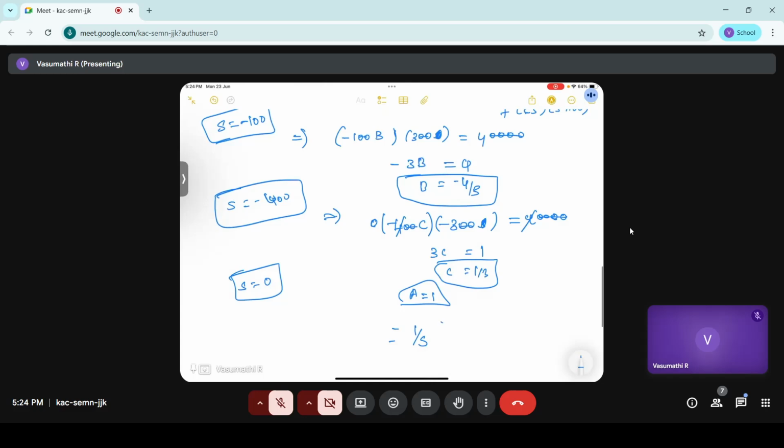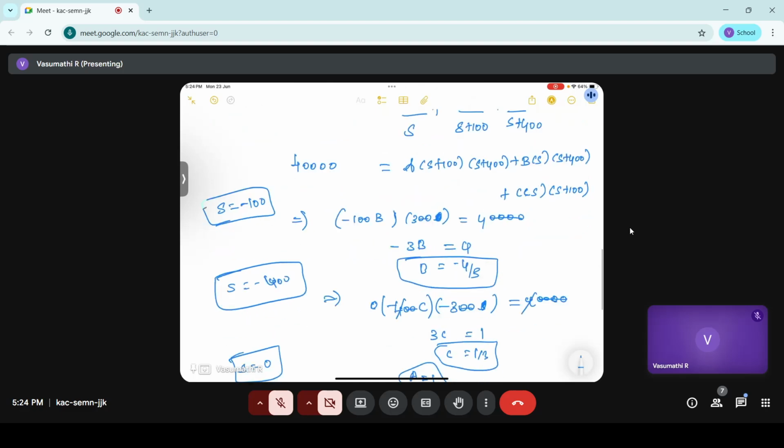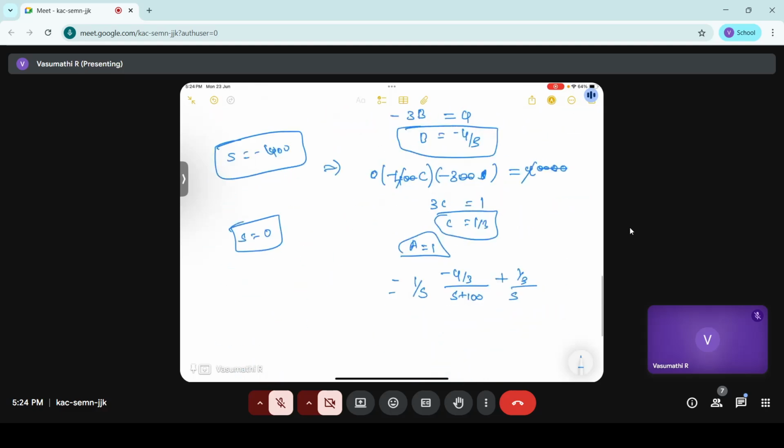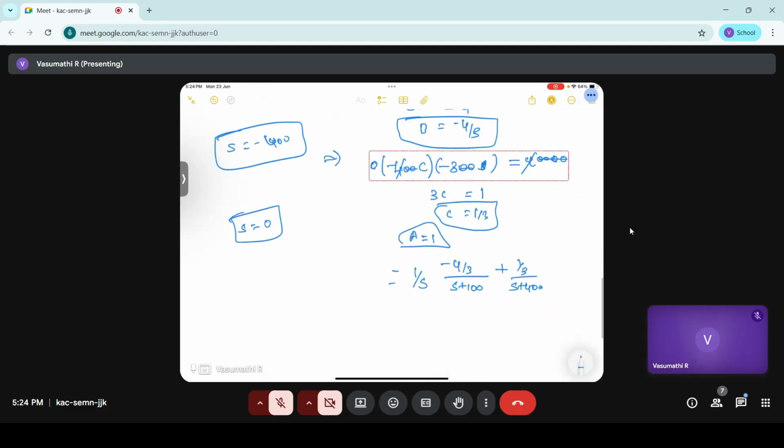b minus 4 by 3 by s plus 100, plus c is 1 by 3 by s plus 400. Right. Now just take the inverse Laplace transform. You will get 1 by s, inverse of 1 by s is 1, minus 4 by 3 into e power minus 100t plus 1 by 3 into e power minus 400t. So this will be your y of t. That's it. This is the answer.